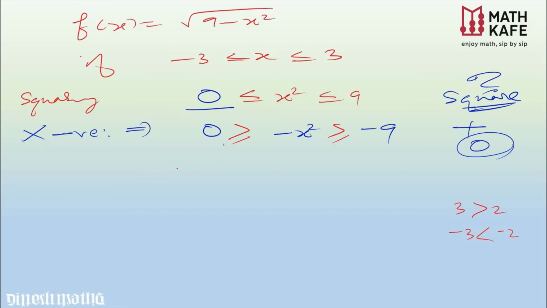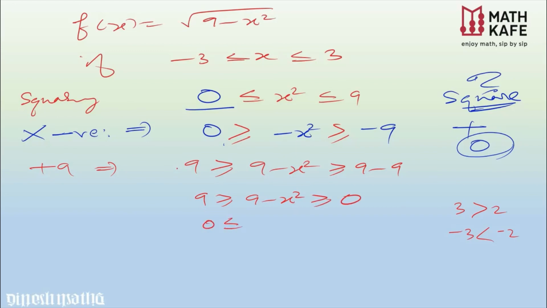And I am looking for 9 minus x square, so I am adding a 9 everywhere. That gives 9 greater than or equal to 9 minus x square greater than or equal to 9 minus 9. So this is 9 greater than or equal to 9 minus x square greater than or equal to 0. Just rewriting in the order of small to big, 0 less than or equal to 9 minus x square less than or equal to 9.